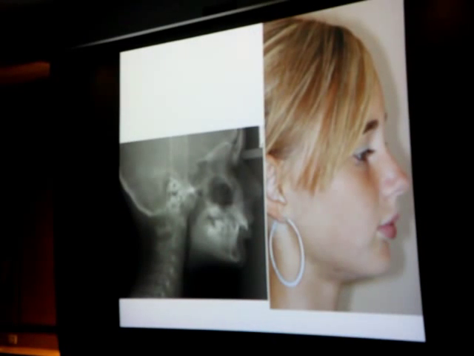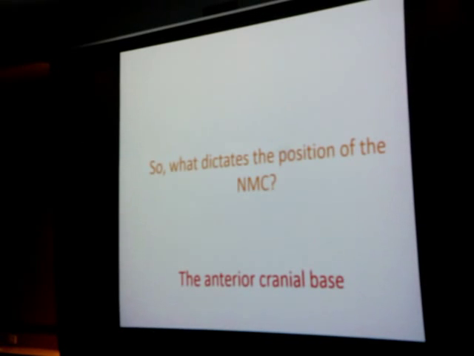You can take a look at the opposite, where you have a larger than normal overjet, which is really the horizontal relationship between the upper and lower incisors. And while the incisors can compensate for the position of the skeletal components, very often you land up with these kind of disharmonies because of the skeletal base. So what dictates the position of the nasomaxillary complex to begin with? It's the anterior cranial base.